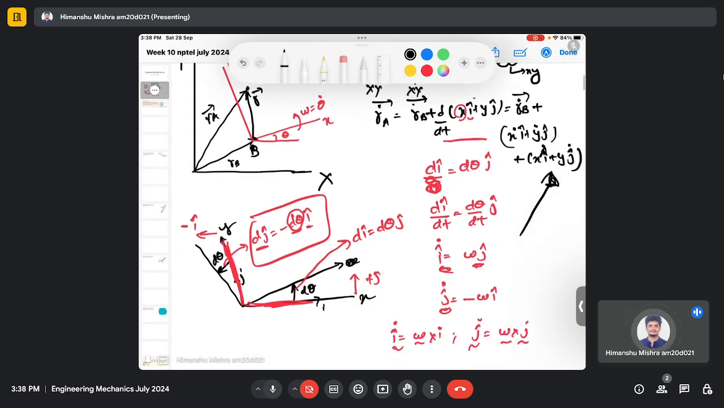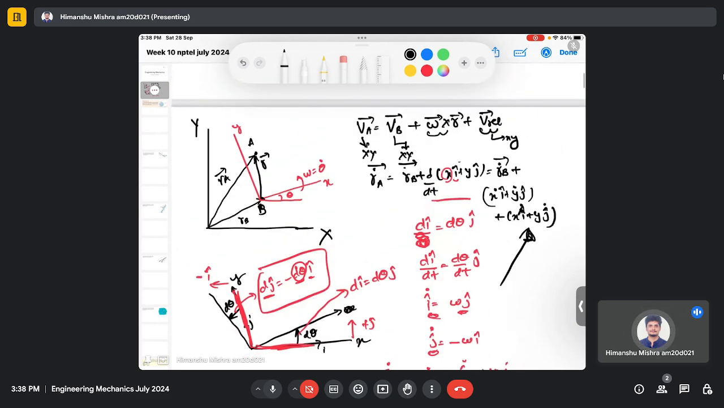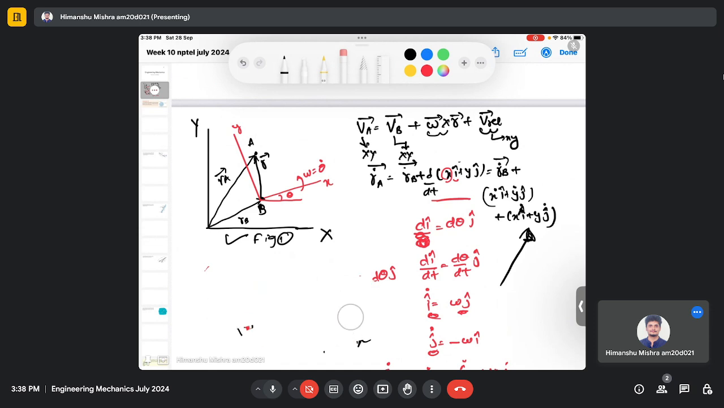Now I can extend this figure to explain each term in this expression.